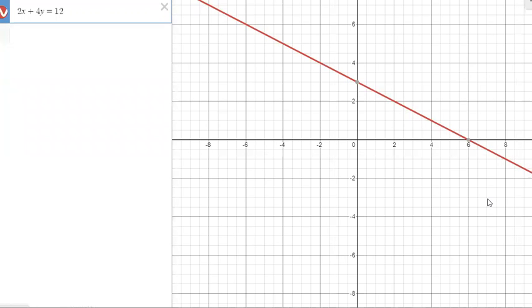Where does it cross the x-axis? 6. Yep. I'm going to click on that point. It'll turn black and it'll show you the ordered pair, 6, 0. Where does it cross the y-axis? 3. Yeah, between 2 and 4. So that's going to be 3.